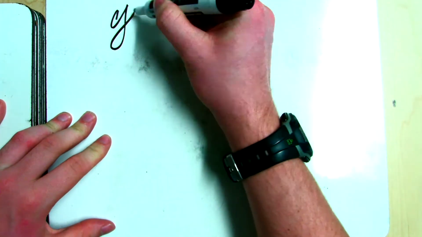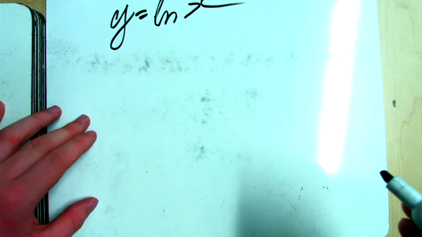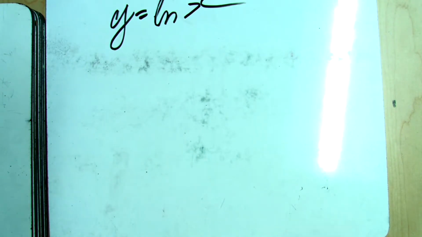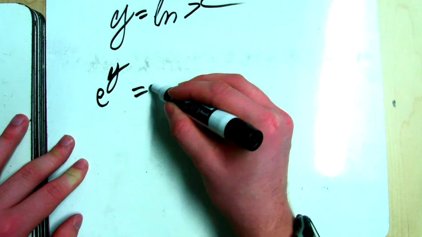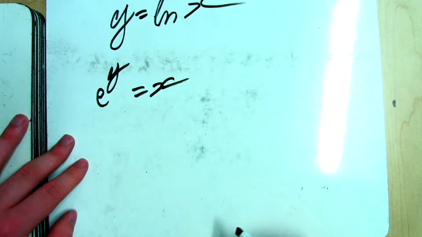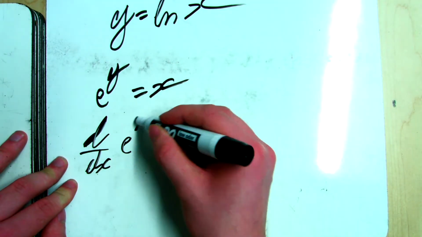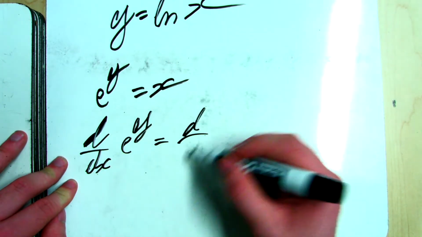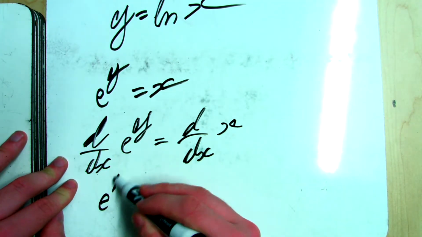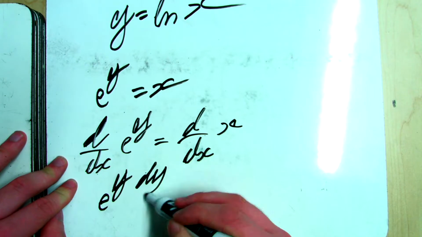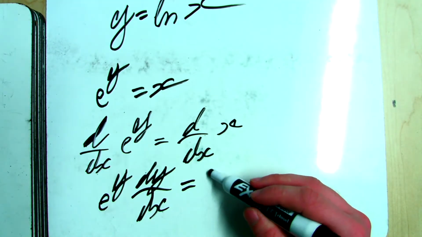So in order to derive natural log of x, first you want to put it in the opposite terms, so that it'll be e to the power of y equals x, and then derive it from there. So we have the derivative of e to the power of y equals the derivative of x, which means it's going to be e to the power of y dy dx, since it's in terms of y, equals the derivative of x, which is just 1.